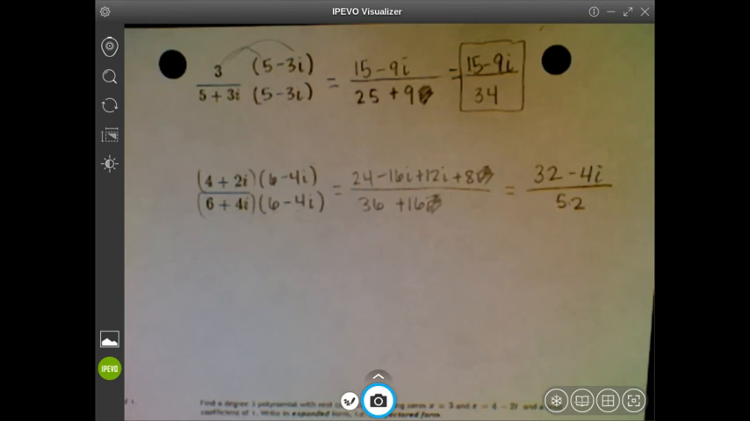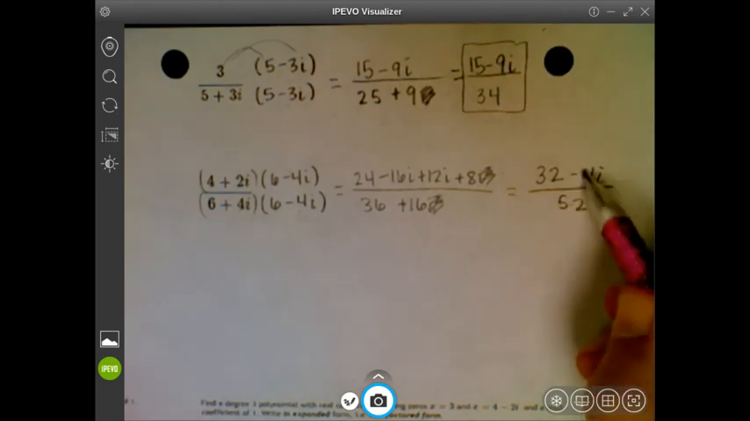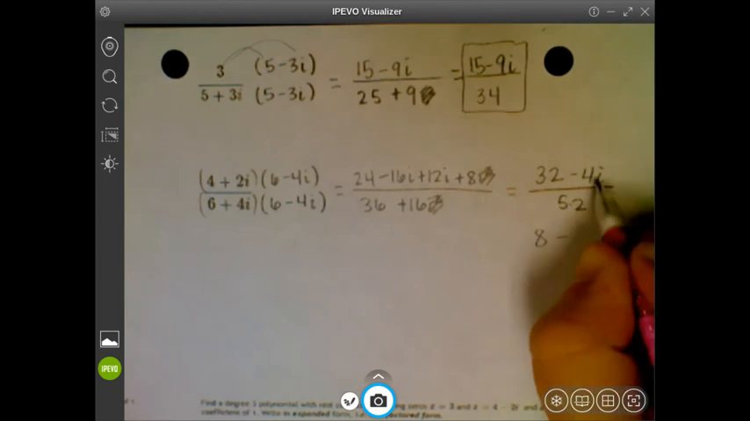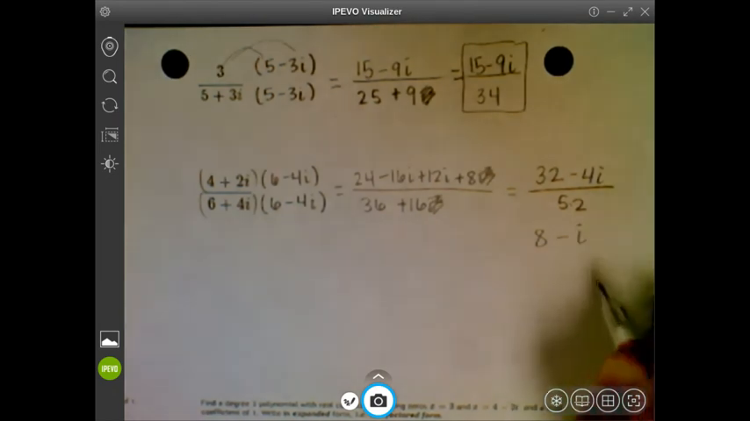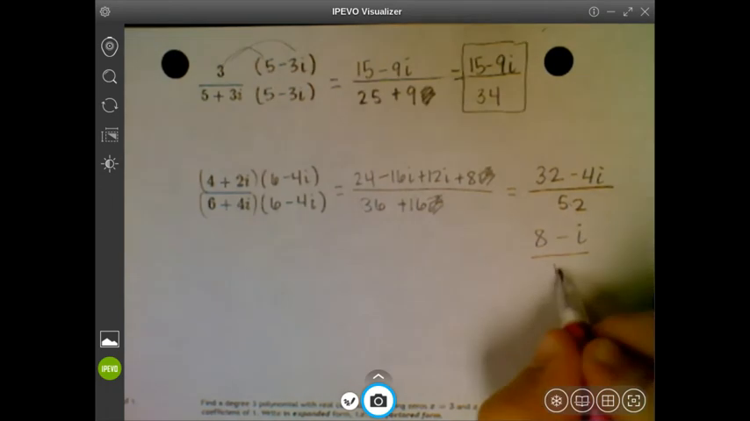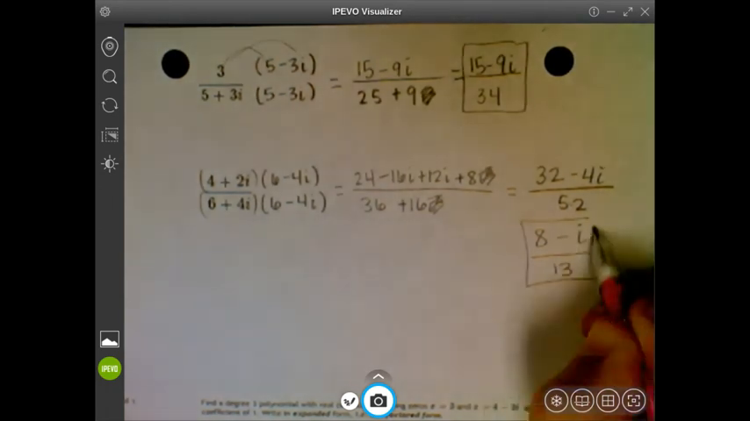52, does it have a 4 in it or no? All right, it does have a 4. So what we can do is divide all these numbers by 4. So 32 divided by 4 is 8. 4i divided by 4 is just an i, or 1i. You can put the 1 in there. And then 52 divided by 4 was 13. So here is the simplified version.